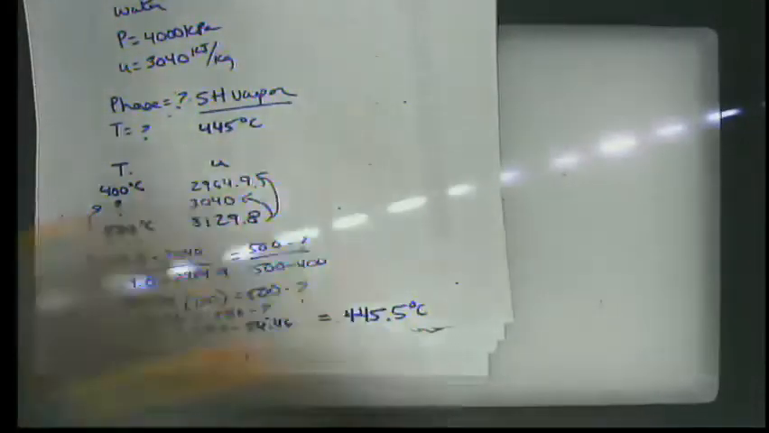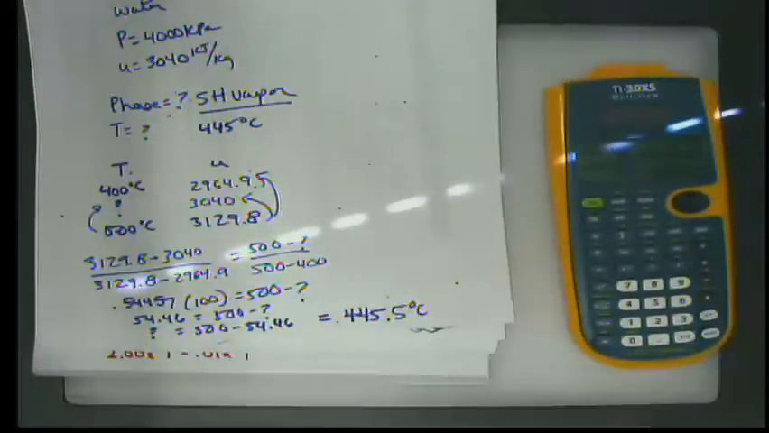Okay. What else do you want to know? I had a question on the first. I think it's 4-4. 4-4 says calculate the total work in BTU for the process from 1 to 3. Okay.